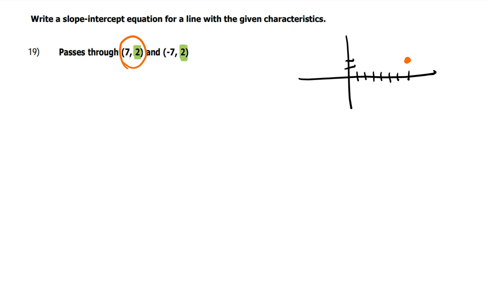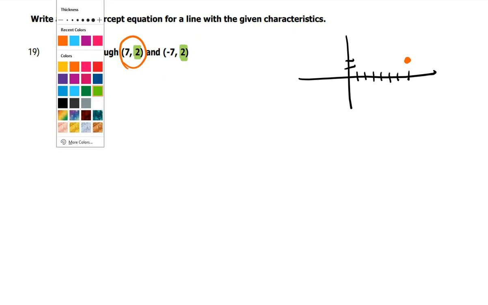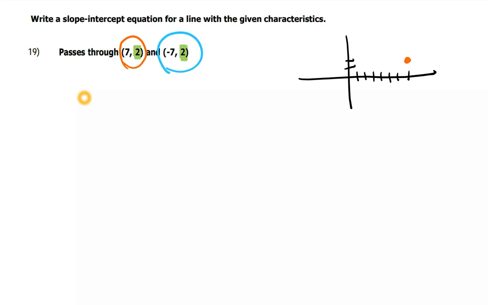And then the other point, which is negative, sorry, I'm trying to switch colors. There we go. Which is negative 7, 2. You'd have to go 1, 2, 3, 4, 5, 6, 7 to the left, and then up 2. So that would be right here. And what you have is, if you connect the dots, a horizontal line.